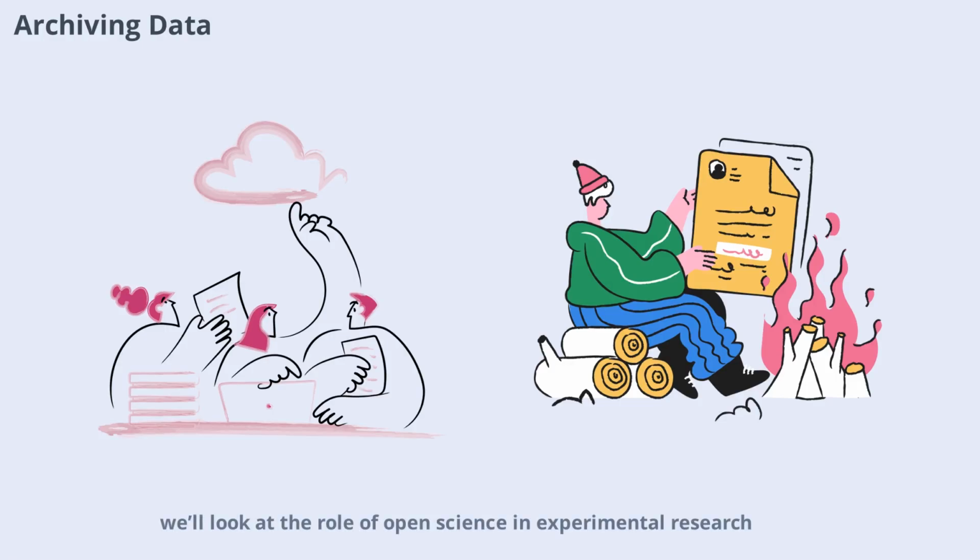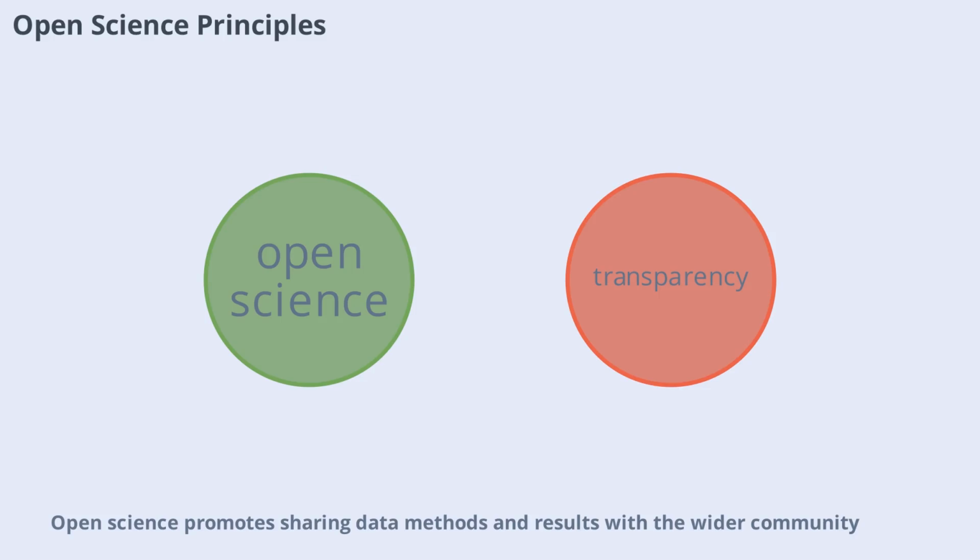Next, we'll look at the role of open science in experimental research. Open science promotes sharing data, methods, and results with the wider community. This approach increases transparency, accelerates discovery, and fosters collaboration. Open access publications, data repositories, and preprints are tools for practicing open science. Embracing open science principles benefits both researchers and society.